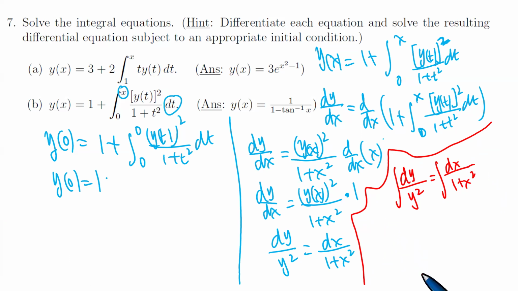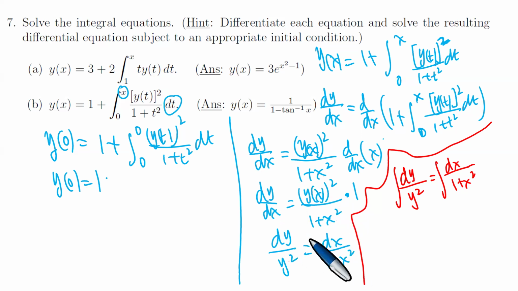How did you get y squared? This y squared, yes. Because it is y of x squared, so it's just y squared. Because it is dy dx, y is a function of x. Y is a function of x; we normally write just y.